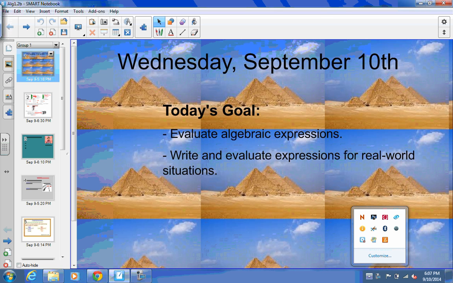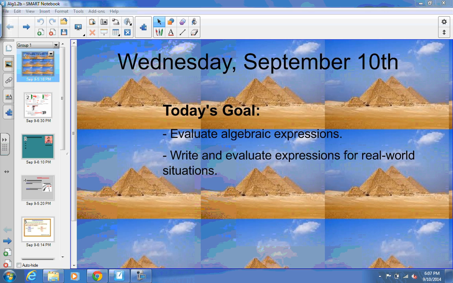Now, by now you should know the difference between algebraic and numeric expressions, as algebraic expressions have variables in them. And you should also be refreshed on how to do the order of operations, which you might think of as PEMDAS. And we're going to combine the two and use what we know to evaluate expressions. Our goal here is to evaluate algebraic expressions and potentially write and evaluate expressions for real world situations, typically story problems or word problems, however you think of them.